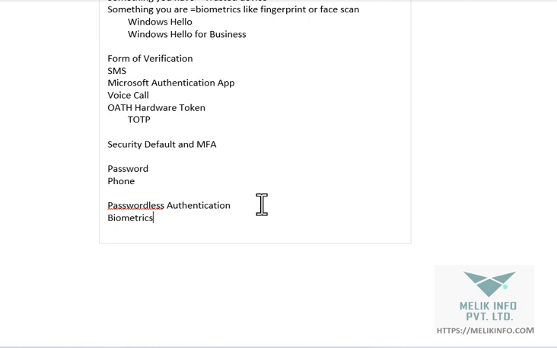We have another one which is called FIDO, FIDO2. FIDO stands for Fast Identity Online. It is actually in preview currently. Azure AD supports FIDO2 also, which is an example of a passwordless authentication method.